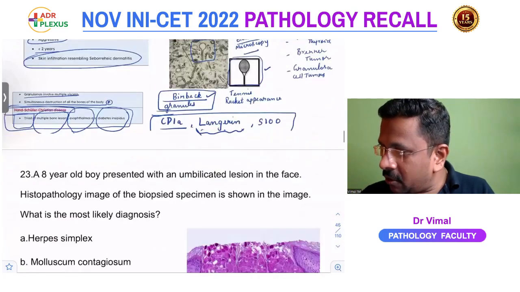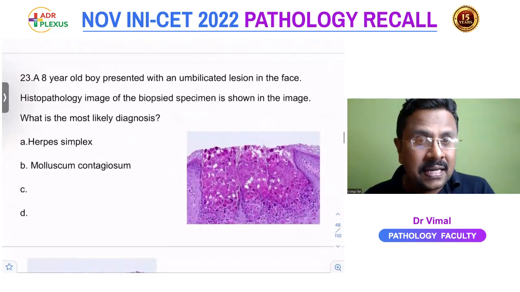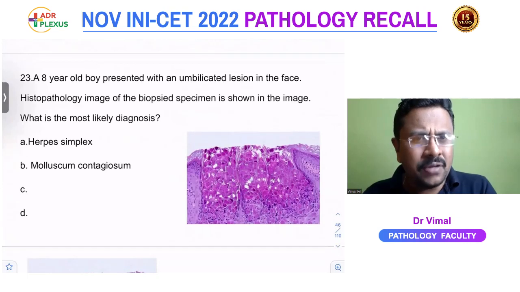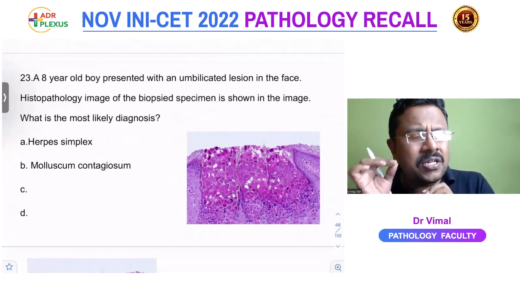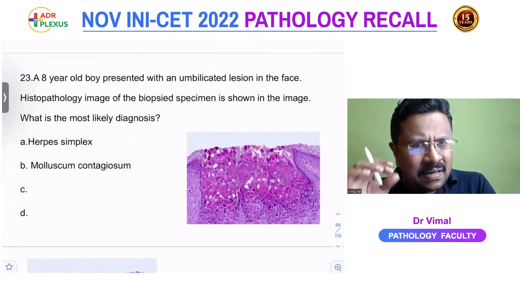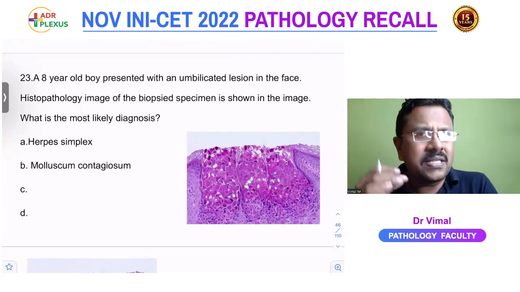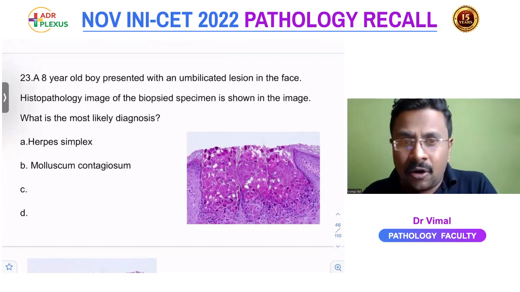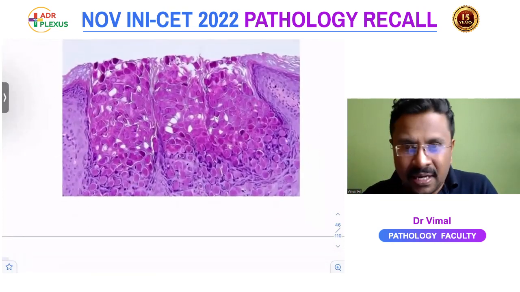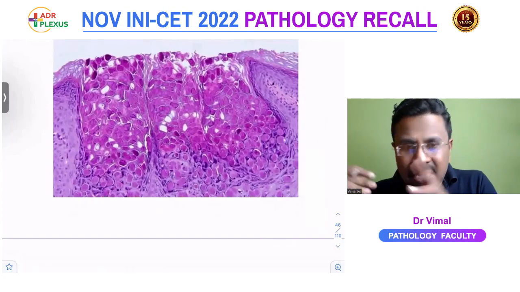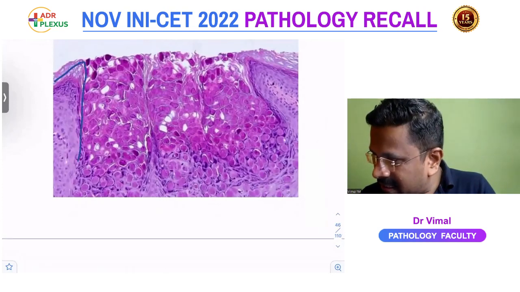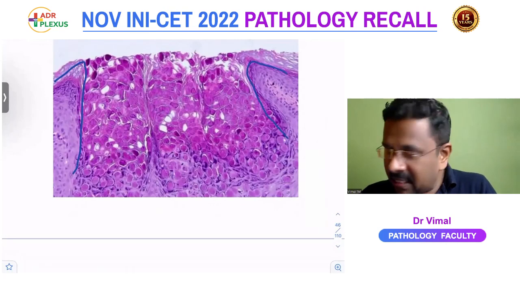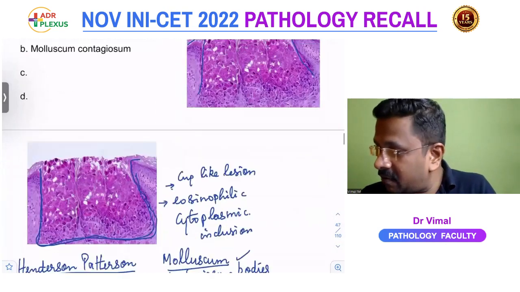Okay, so moving on to the next question. This is the classical image they have given you in your exams: a child presenting with an umbilicated lesion on the face. That is very typical. With the history itself you can make out that one of the important differentials is molluscum contagiosum. And they have also given you this kind of image. You can see here a crater-shaped, that is cup-shaped, appearance. This image we actually discussed during our workbook.